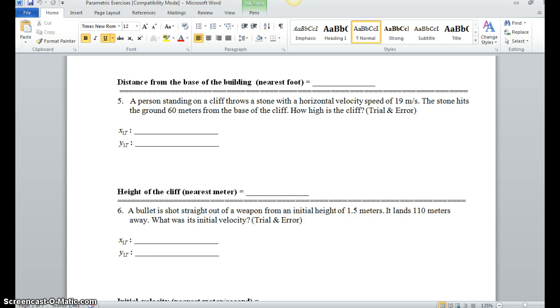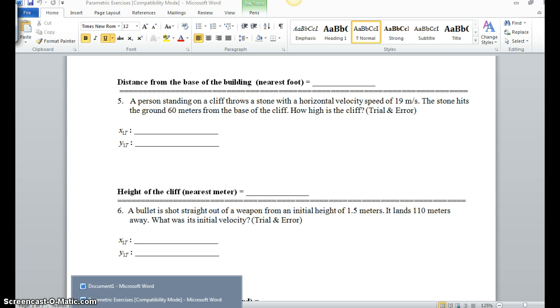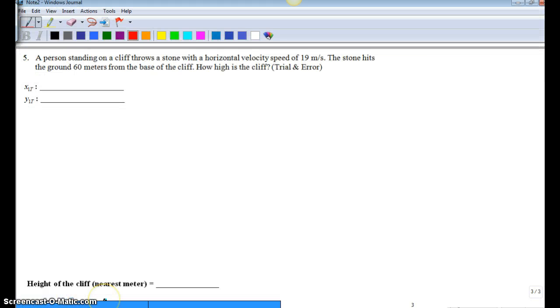So we need to find how high the cliff is, and in order to do that, we've done one like this in class, but you can do it algebraically, but I'll show you first how to do it using the trial and error method. So let's go with, there it is. Alright, so our drawing will look a little something like this. Got our cliff. We now know this is 60 meters.